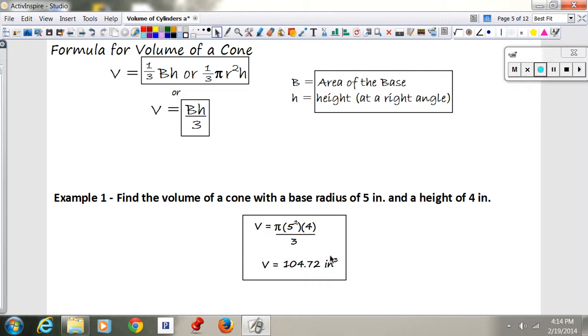cubic inches. So if I didn't divide by 3, if I just did this top part, it would give me the cylinder. When I divide by 3, it gives me the cone. It gives me the cone shape. So that's how you find the volume of a cone.